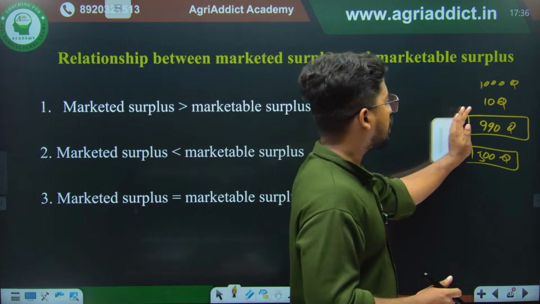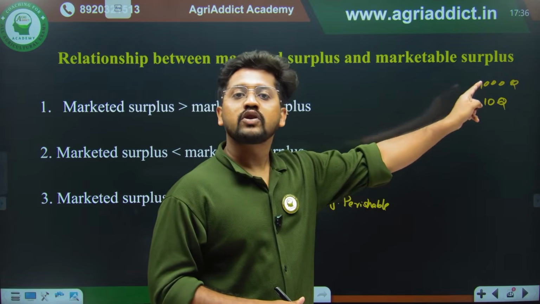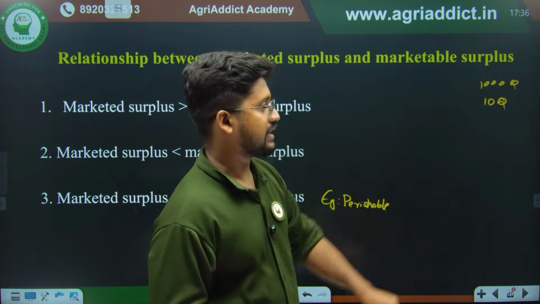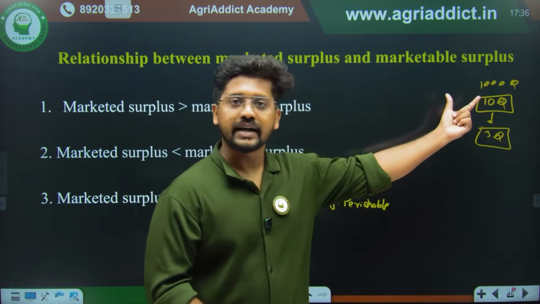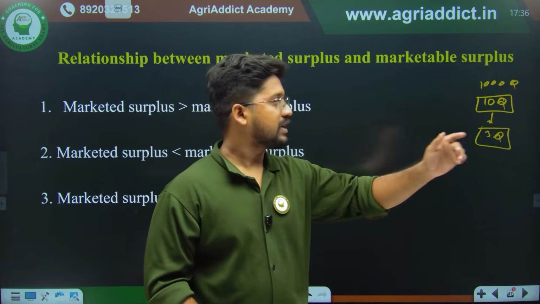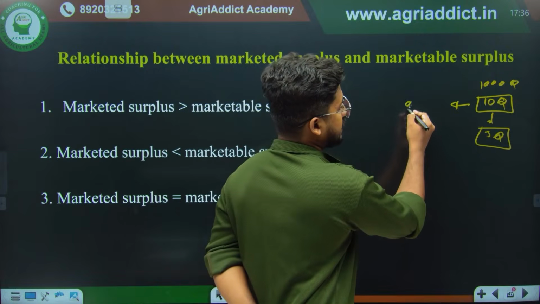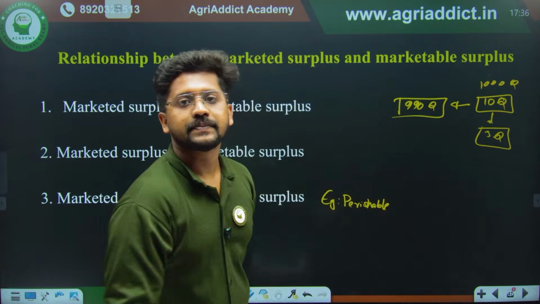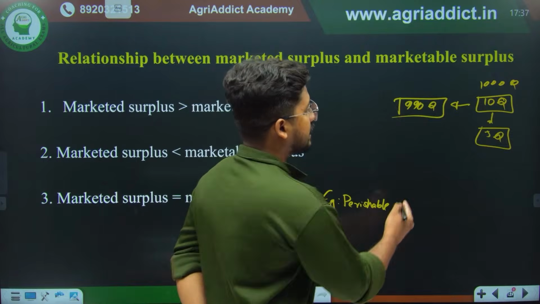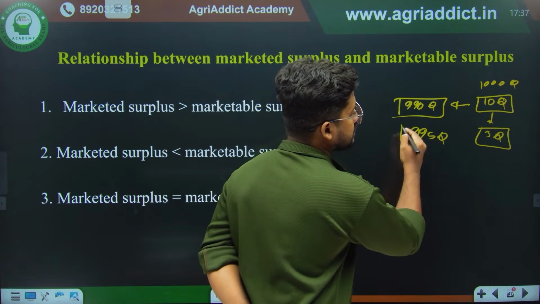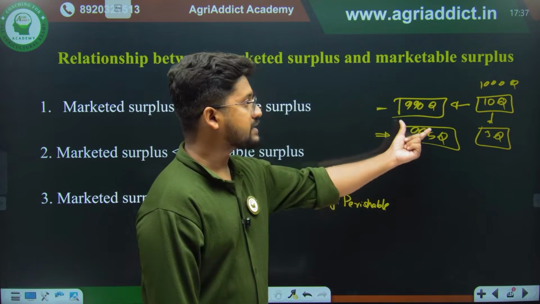So here we had 1000 quintals of total production. The paddy farmer had 1000 quintals of total production. His consumption requirement was 10 quintals. But what he is doing is cutting down his consumption requirement to 5 quintals. In fact, he requires 10 quintals, but he is cutting his consumption to 5 quintals, and he is selling it. After total consumption, 990 quintals was your marketable surplus. But by cutting down his expense, deducting just 5 quintals, he is selling 995 quintals to the market. So this is your marketable surplus, and this is your marketed surplus. Marketed surplus is greater than the marketable surplus.